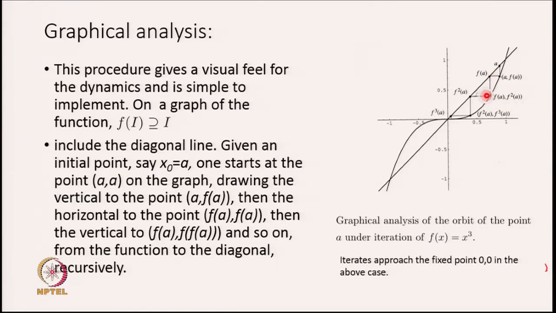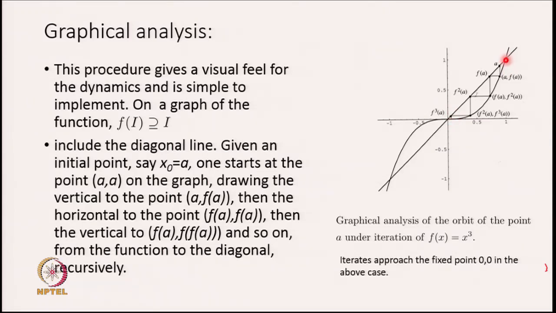And clearly now you can continue and find out where f2a will iterate by drawing the horizontal line to the diagonal, and then again dropping to the curve and then going to the diagonal, etc. All right. So, it is a very simple rule. You start at the diagonal point, go to the curve, go to the diagonal, go to the curve, go to the diagonal, go to the curve, and so on.